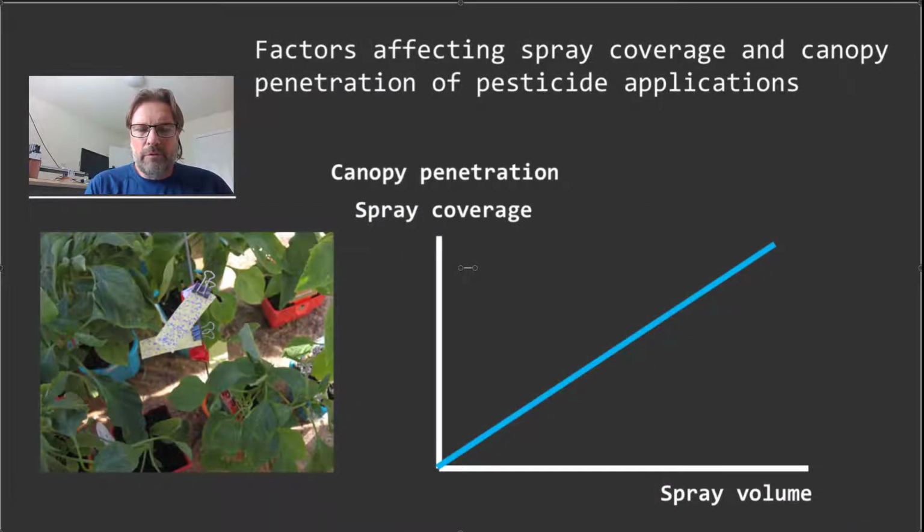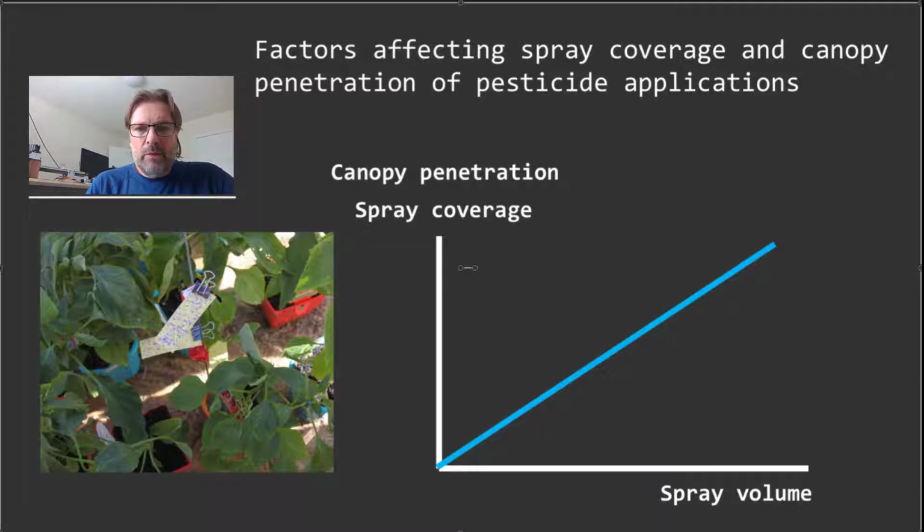Returning to our field situation where we want to use pesticides and spray them with the highest likelihood of getting good spray coverage, because we've now demonstrated why that is so important: getting canopy penetration, meaning getting the leaves far into the canopy covered, and also having good coverage consistently within that canopy.